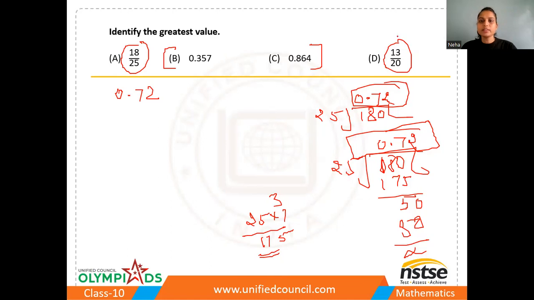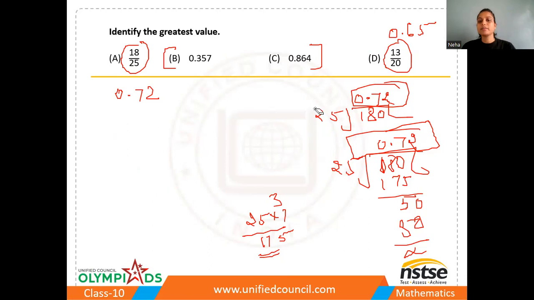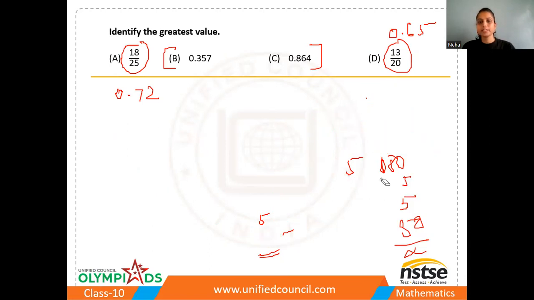Similarly, do it with 13 by 20. Okay, so this is 20 and this is 13. Again, we have to put 0 point. So 6 times 20 is 120, 10 is the remainder. Again, I can take 0, this is 5. So this is 0.65. Okay, now I have the numbers which I can easily compare because now all the numbers are in decimal, correct?